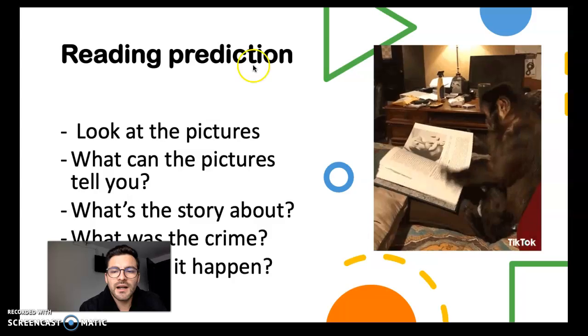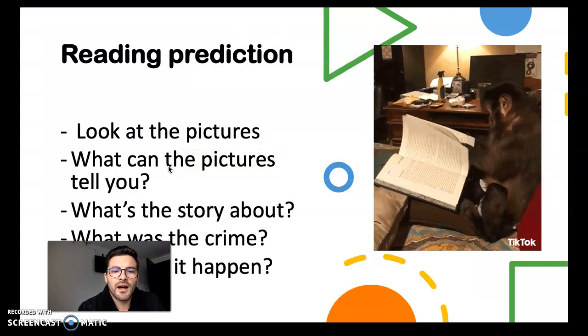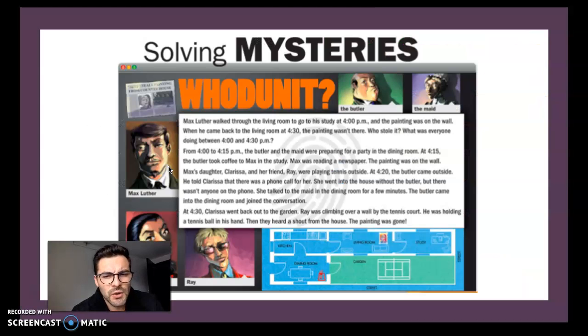Let's look at the pictures and tell the class what can the pictures tell you? What's the story about? And look at these pictures. What was the crime about? Okay, and what happened? What do you think happened? All right.